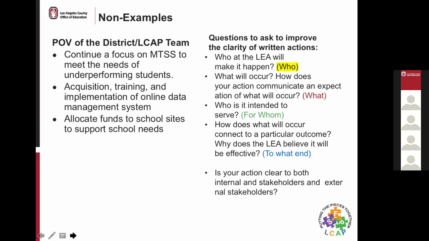And in that third example, if we allocate funds to schools, what's happening with those funds? What is the actual action besides the allocation of funds? Who, what, for whom, and to what end are all absent in that action. It really doesn't say much about what is being done to support the goals and to impact the student outcomes.